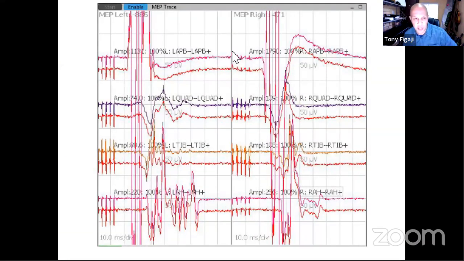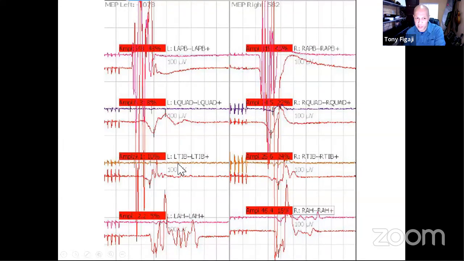This is just an illustration of the motor evoked potentials. This is on the left, this is on the right. There's a baseline and a current. And this was one of those patients who lost his motor evoked potential. So this is the current. You can see on the left side, the right side was preserved. This is the APB. So this is the arm. So those are your controls.